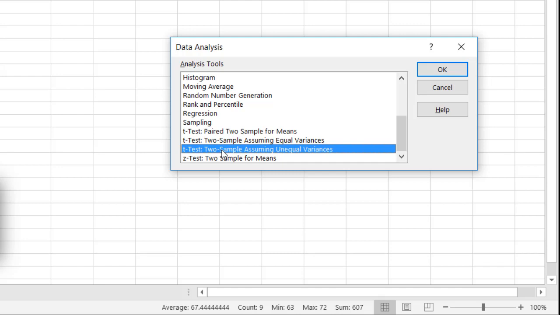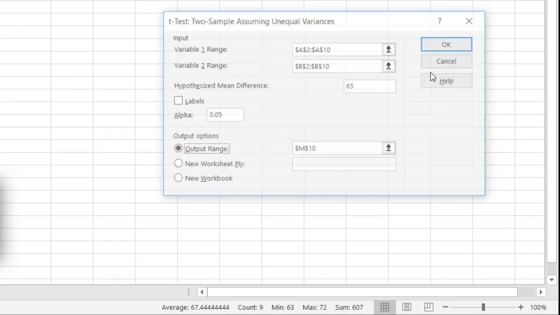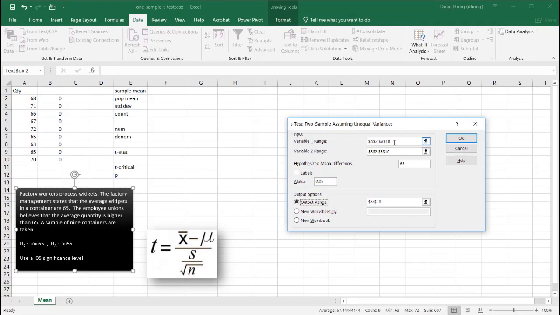But there's actually a workaround for that, because we can use the two sample t-test assuming unequal variances to get around that. I'll click OK, and my input range is going to be A2 to A10, right? And I'm going to put some dummy data here. You can put zeros. We can put a bunch of 65. You need at least, I think, two values to perform this particular test. So I could put 65 and put zeros. It's just going to have another column there.